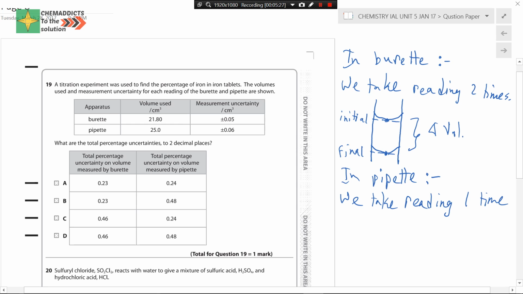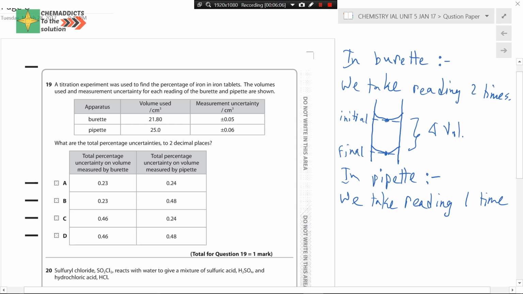So let's just summarize this thing up. In the burette, for the percentage uncertainty we take reading 2 times, since there is an initial reading and a final reading. In the pipette the reading would be 1 time, since we are taking just 1 reading in 1 chance, that's it. So that's the thing.